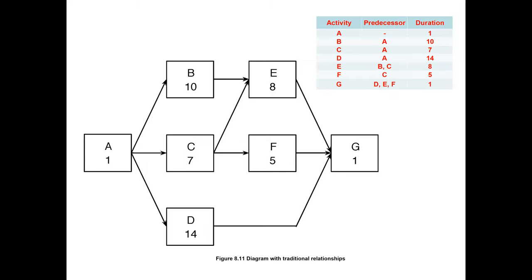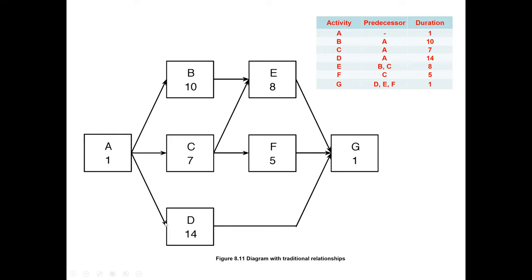So now with this data, we just have to draw the node diagram. Each activity is represented by a node. Activity A has no predecessor, and its duration is one, so we put this node A. Then B, C, D are all after A, with durations 10, 7, 14. So B is 10, and we put another node after A, connected with an arrow. C is 7 days, after A, and D is after A with a duration of 14 days, so we connect it after A.